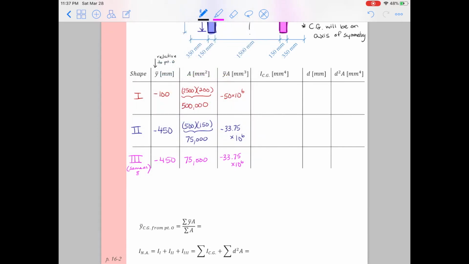With this handled, we're ready to calculate y bar for the composite shape. Y bar is the summation of y bar a over the summation of a, so I'm going to add the results from column 4 together to get my summation of y bar times a. That gives me negative 117.5 times 10 to the 6th millimeters cubed. And then I'll add my results from column 3 for the area to get my total area of my shape. That total area is 650,000 millimeters squared.